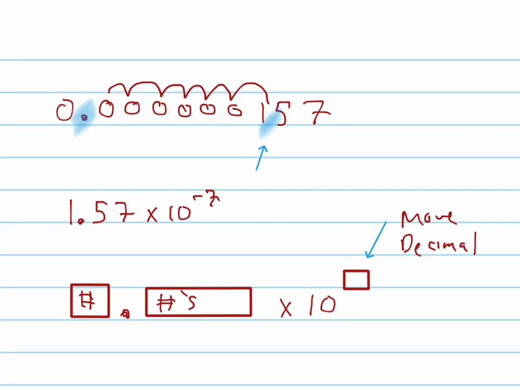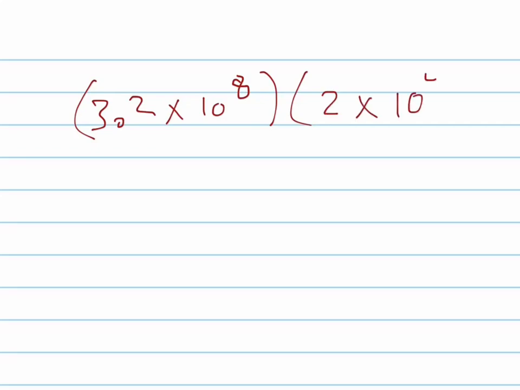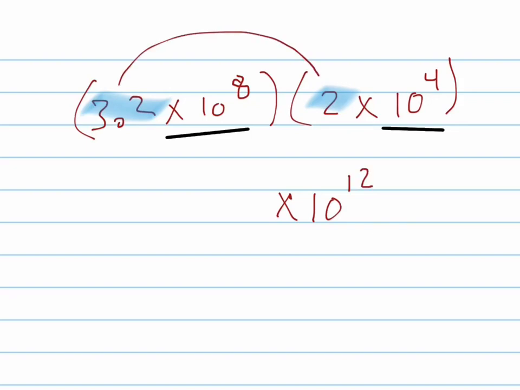And then for 9, what you want to do is look at this problem. I'll just go over here. 3.2 times 10 to the 8th, and then, I don't know, 2 times 10 to the 4th. What you want to do is multiply these together, because you can multiply anything, and then use exponent rules. So how many 10s do I have in total now? Yeah, so you just write times 10 to the 12th, and then you'd figure out what this is.